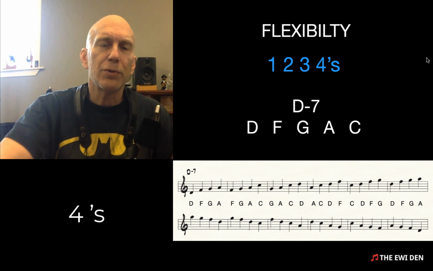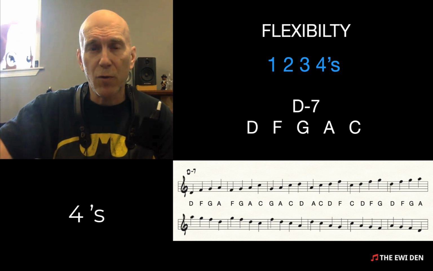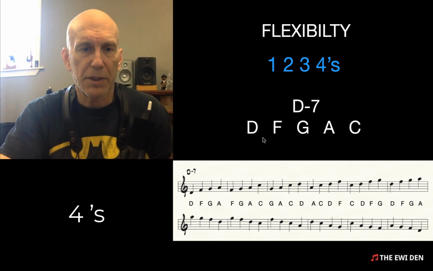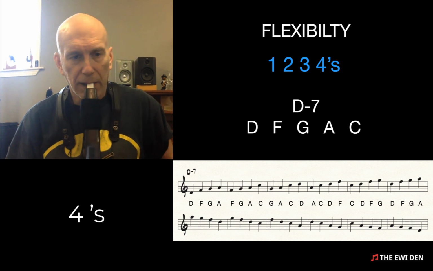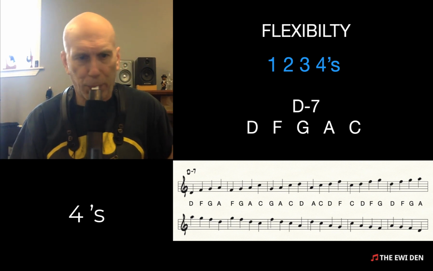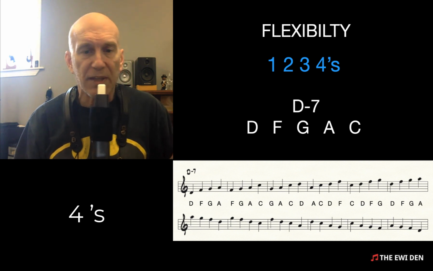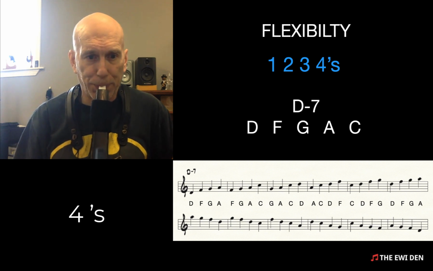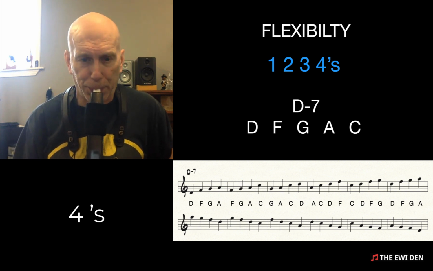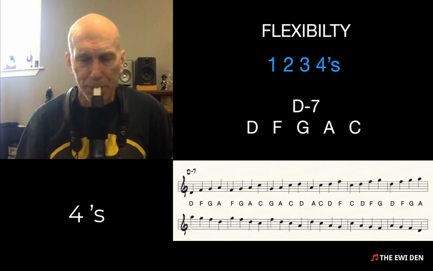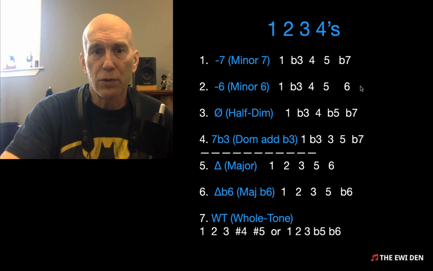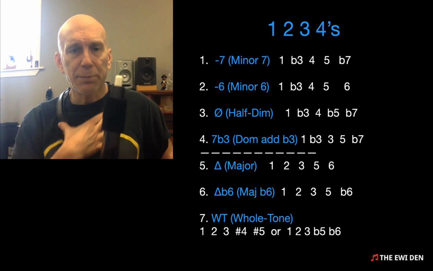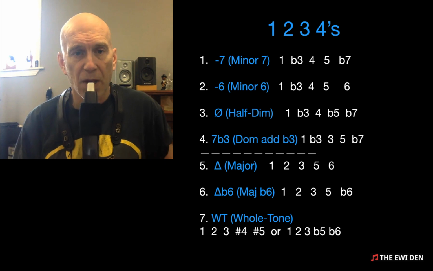So here's flexibility exercise number two. It's just the same thing except four notes up from each scale degree. So we go D, F, G, A, F, G, A, C, like that. Here I'll play the first one. And down. And the same plan: set the timer, and then maybe next you do minor six pentatonic in fours. Here, I'll demonstrate that.